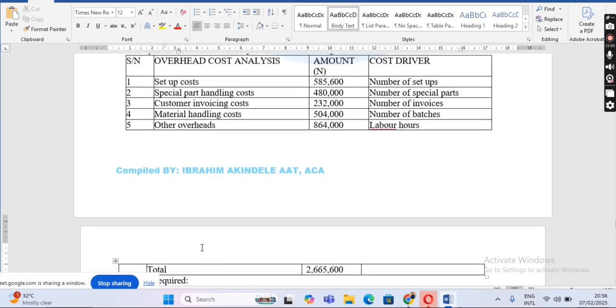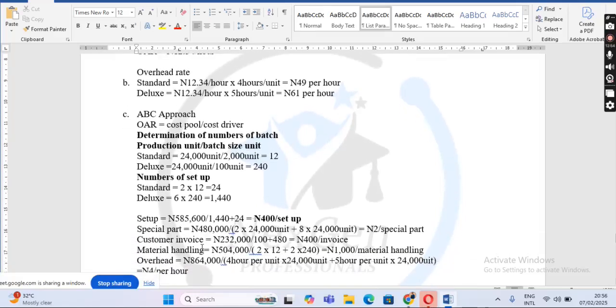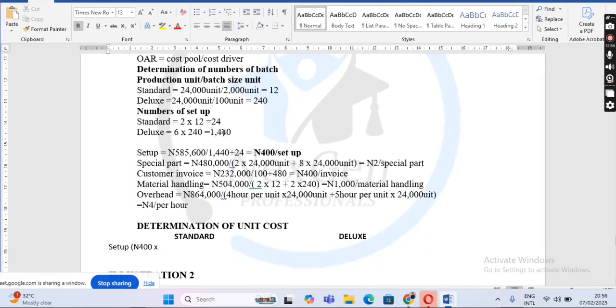Don't forget, if you have not watched the previous lecture, please do well to watch it so that you understand how we get the numbers of setup. Now, you can see that this is our numbers of setup. The first one is 24, and the second one is 1440. So therefore, the first one is 24 setup.